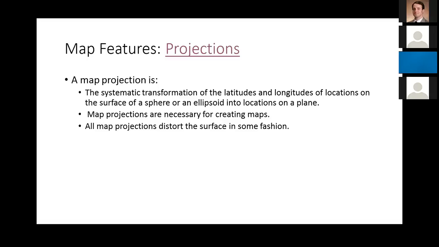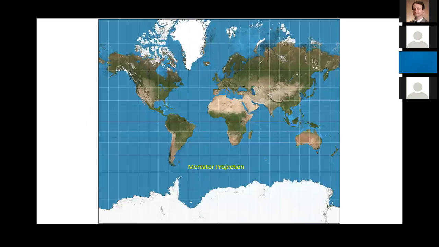And so your power as a map maker is to decide which features am I okay with having messed up. And so this gets into certain conversations again about power, about representation, what are we most comfortable having look weird.